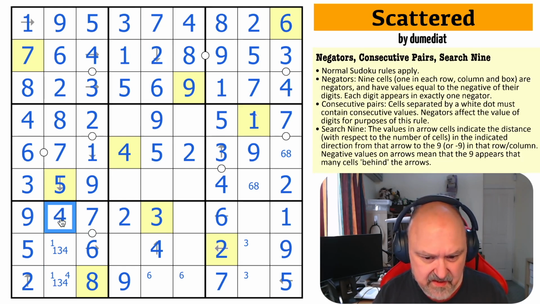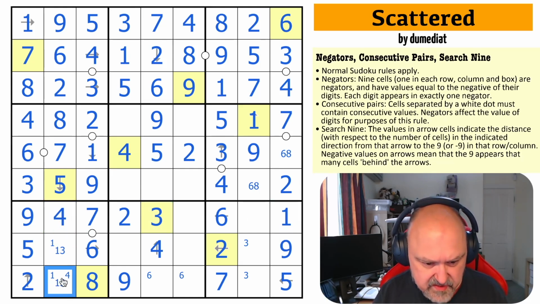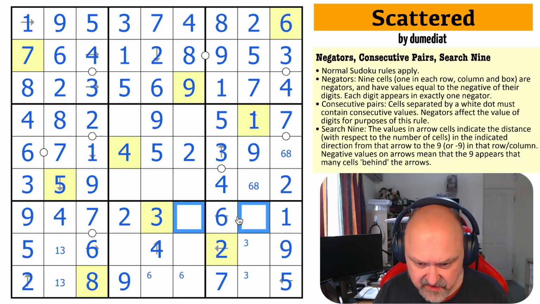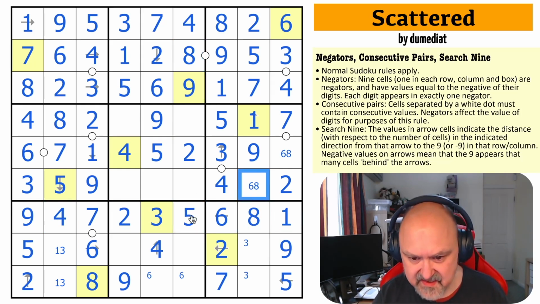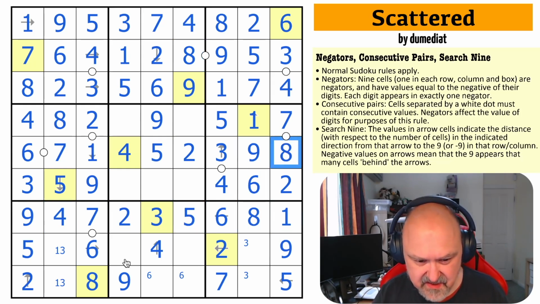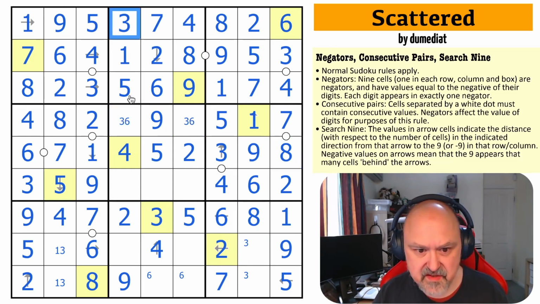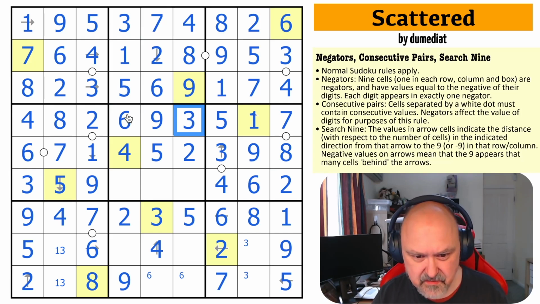1, 3 in the row means that's the 4, and I can take 4 out of those. So this is a 1, 3. 1, 2, 3, 4, 5, and 8 go into those, and there's an 8 there. So that's the 5, that's the 8, that's the 6, that's the 8. This row, 1, 2, 3, 4, no, 3, 6 go into those, and there's a 3, so that's the 6 and that's the 3.